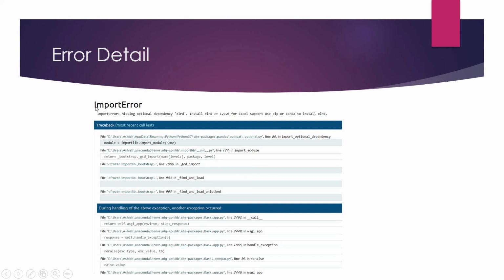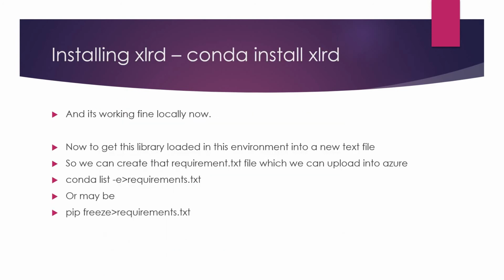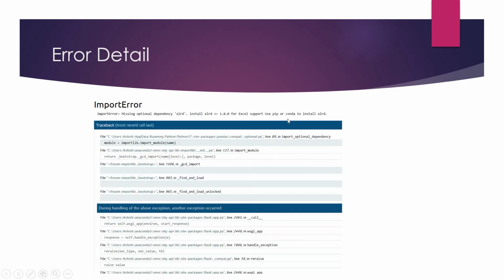But at least I was able to see some more details. In this case, I was able to see that xlrd is the package which I was missing in my requirements.txt. So I installed these packages in my environment. So now you have two options. Either you can just add this option into requirements.txt and push again.